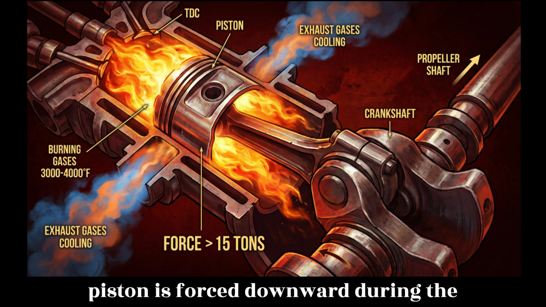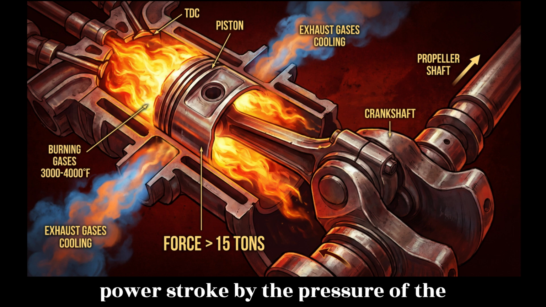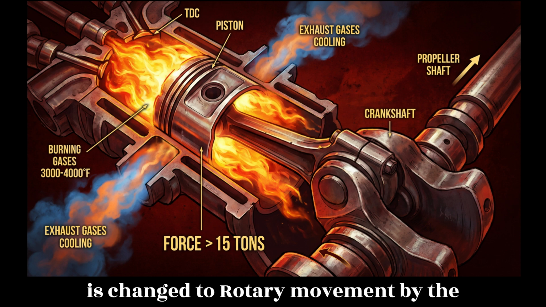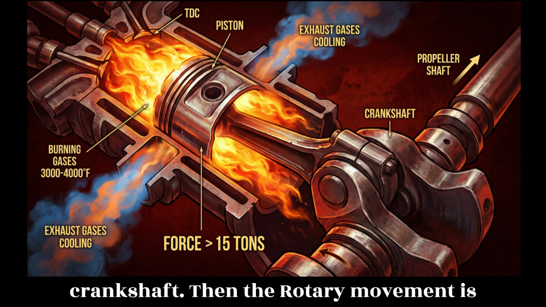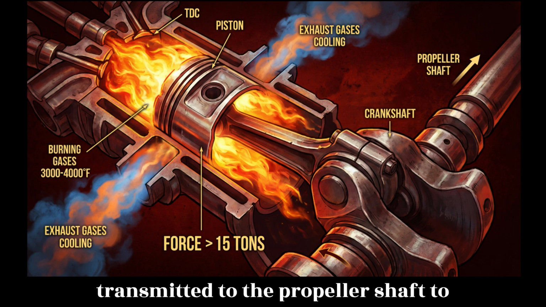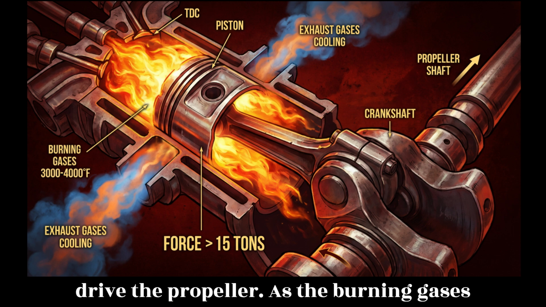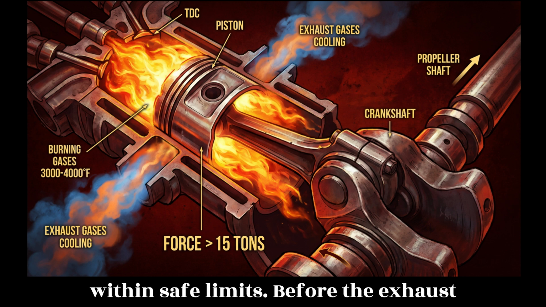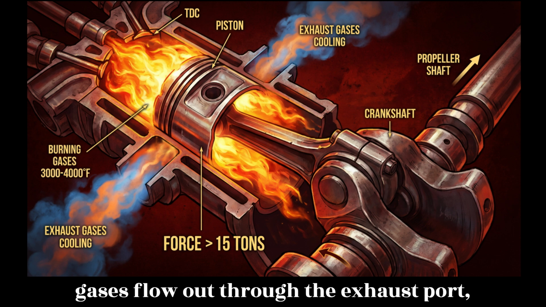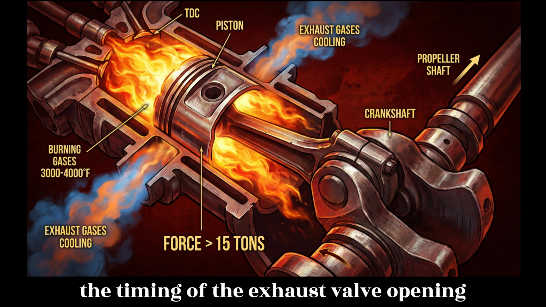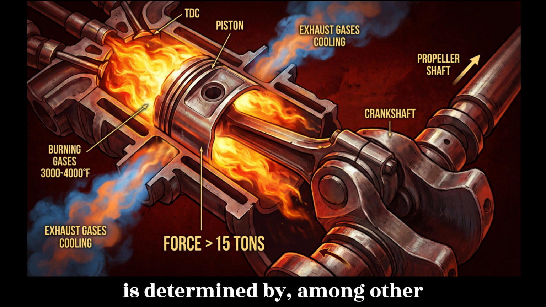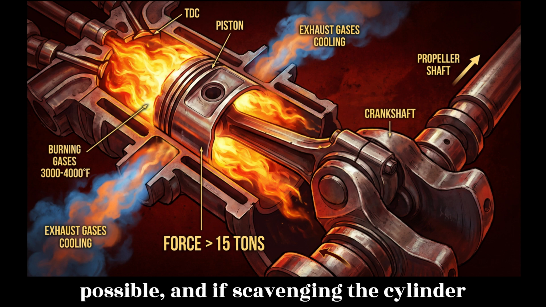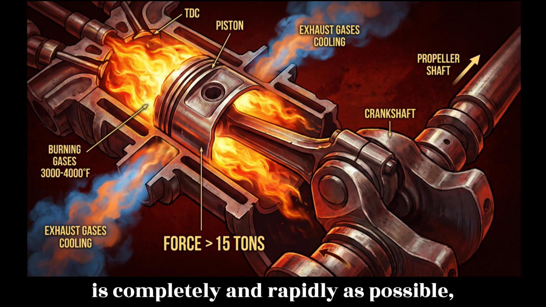As the piston is forced downward during the power stroke by the pressure of the burning gases exerted upon it, the downward movement of the connecting rod is changed to rotary movement by the crankshaft. Then, the rotary movement is transmitted to the propeller shaft to drive the propeller. As the burning gases are expanded, the temperature drops to within safe limits before the exhaust gases flow out through the exhaust port. The timing of the exhaust valve opening is determined by, among other considerations, the desirability of using as much of the expansive force as possible and of scavenging the cylinder as completely and rapidly as possible.